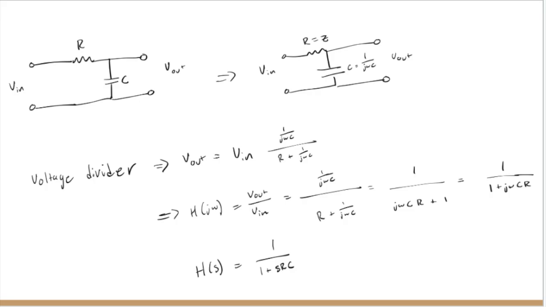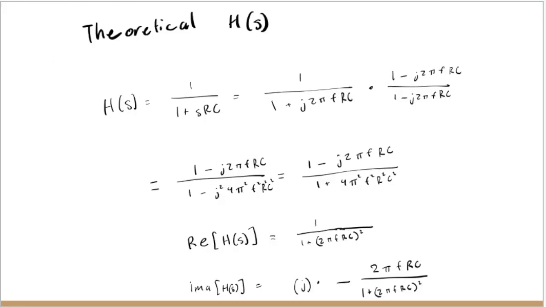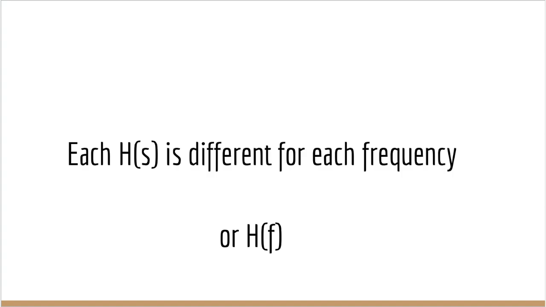derived. Since Google Sheets can't handle imaginary numbers, the transfer function is split into its real and imaginary components. The real part is 1 over 1 plus (2 pi frequency resistance capacitance) squared, where R and C are resistance and capacitance. And the imaginary part is negative 2 pi frequency R times C over 1 plus (2 pi frequency R times C) squared. Both depend on frequency, showing H(s) varies with frequency.